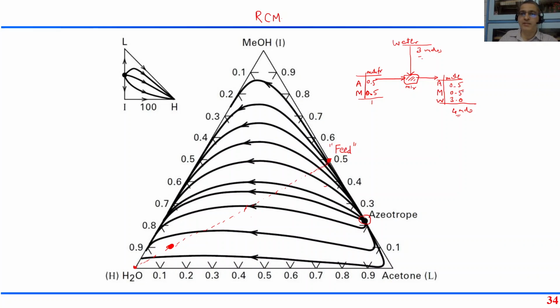Now if I distill this mixture, what will I get? Look at the residue curve maps. Where is the residue curve map in this? At this point, residue curve maps are going to be like this.